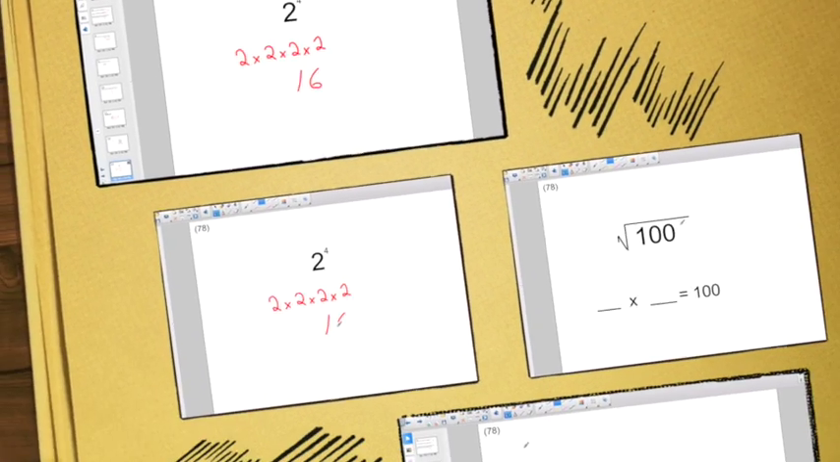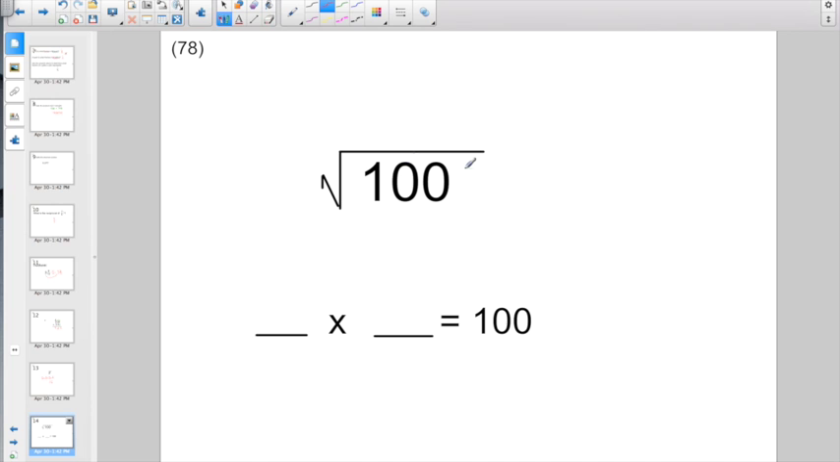Let's keep moving on. What is the square root of 100? I'm not seeing too many people struggle here. What number times itself is going to be 100? And hopefully everybody knows 10 times 10 equals 100. So the square root of 100 is 10.